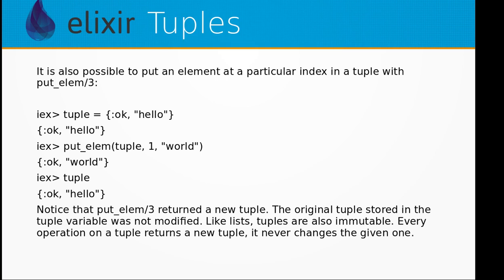Notice that put_elem returned a new tuple. The original tuple stored in the tuple variable was not modified. Like lists, tuples are also immutable. Every operation on a tuple returns a new tuple, it never changes the given one.